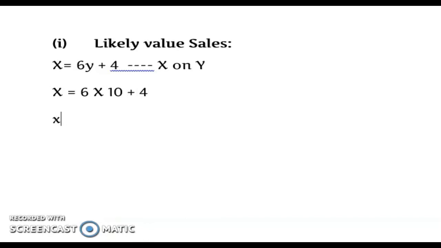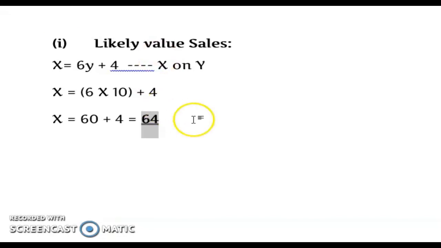So x is equal to 6 into 10 plus 4. You know the BODMAS rule: as per that, first we have to do the multiplication, then the addition. 6 into 10 is 60, and 60 plus 4 is 64. Therefore the likely sales, if the advertisement expenditure is 10 crore, will be 64 crores. So this is the answer for the first question.